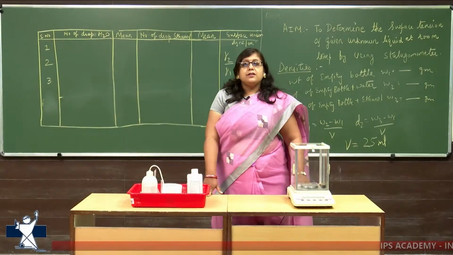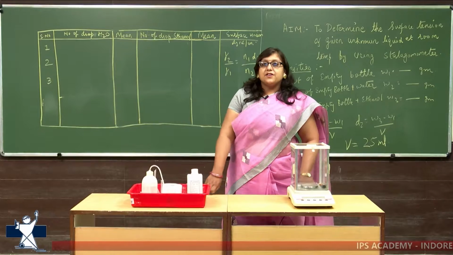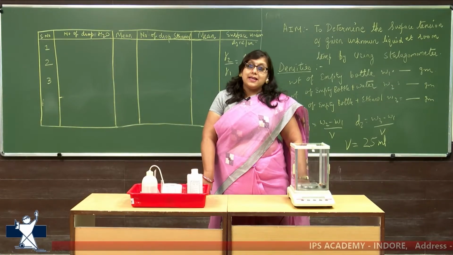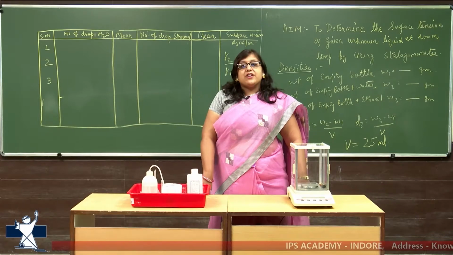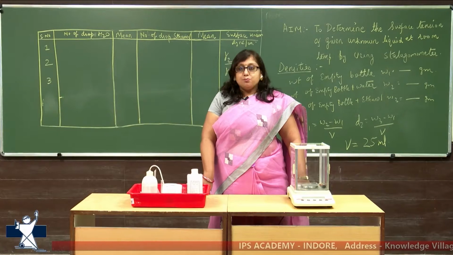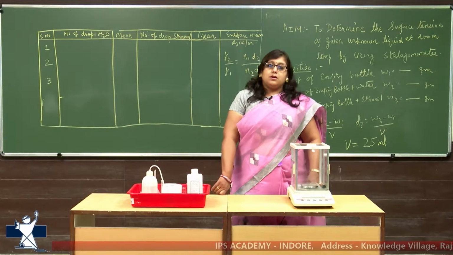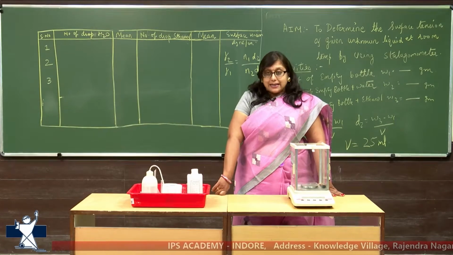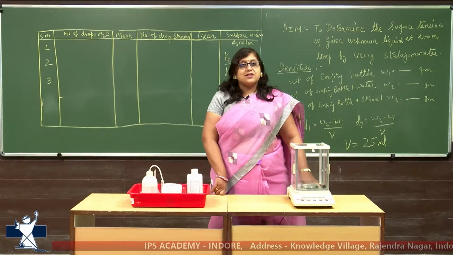Now here we'll calculate the surface tension of a given unknown liquid. The unknown liquid which we have taken is ethanol, with reference to water at room temperature, by using a stalagmometer. Before moving towards the practical, I just want to show the apparatus and the glassware which we are going to use in this practical.